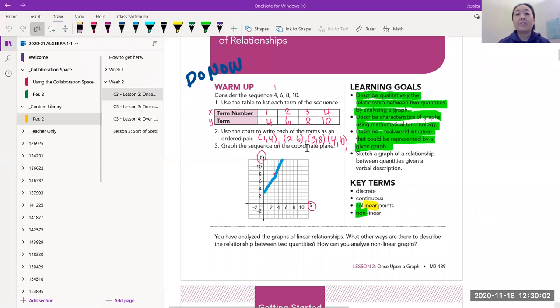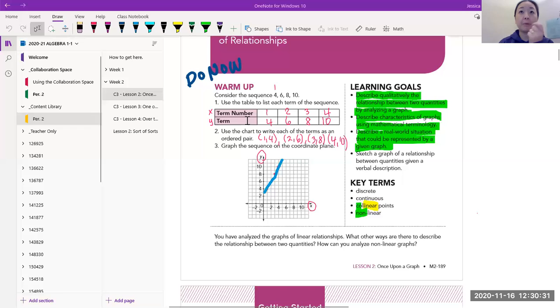Hi, everyone. So this was our do now for today, and this was the sequence 4, 6, 8, 10, right? If it was 2, 4, 6, 8, I mean, who do we appreciate? All right, so this is the term number. So this is the first term, second term, third term, fourth term, and then we're 4, 6, 8, 10, right? And then what did we do? Oh yeah, we use a chart to write each of the terms as an ordered pair.